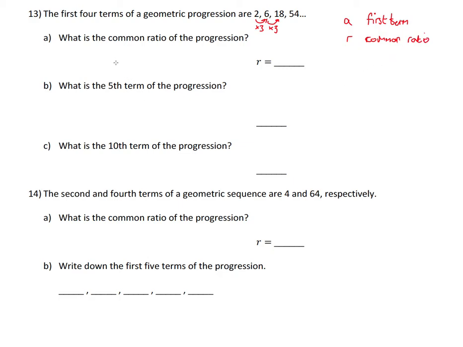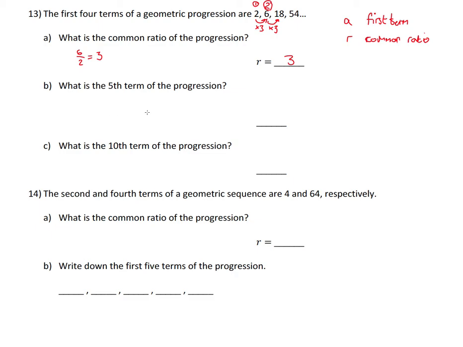Okay, so the first question asks us to find the common ratio of this progression. Well, we've already shown that it's 3. But if we wanted to show a bit of working to prove that it was 3, we could just divide one term by the previous term. So we could divide the second term by the first term. Okay, or we could divide the third by the second, or so on.